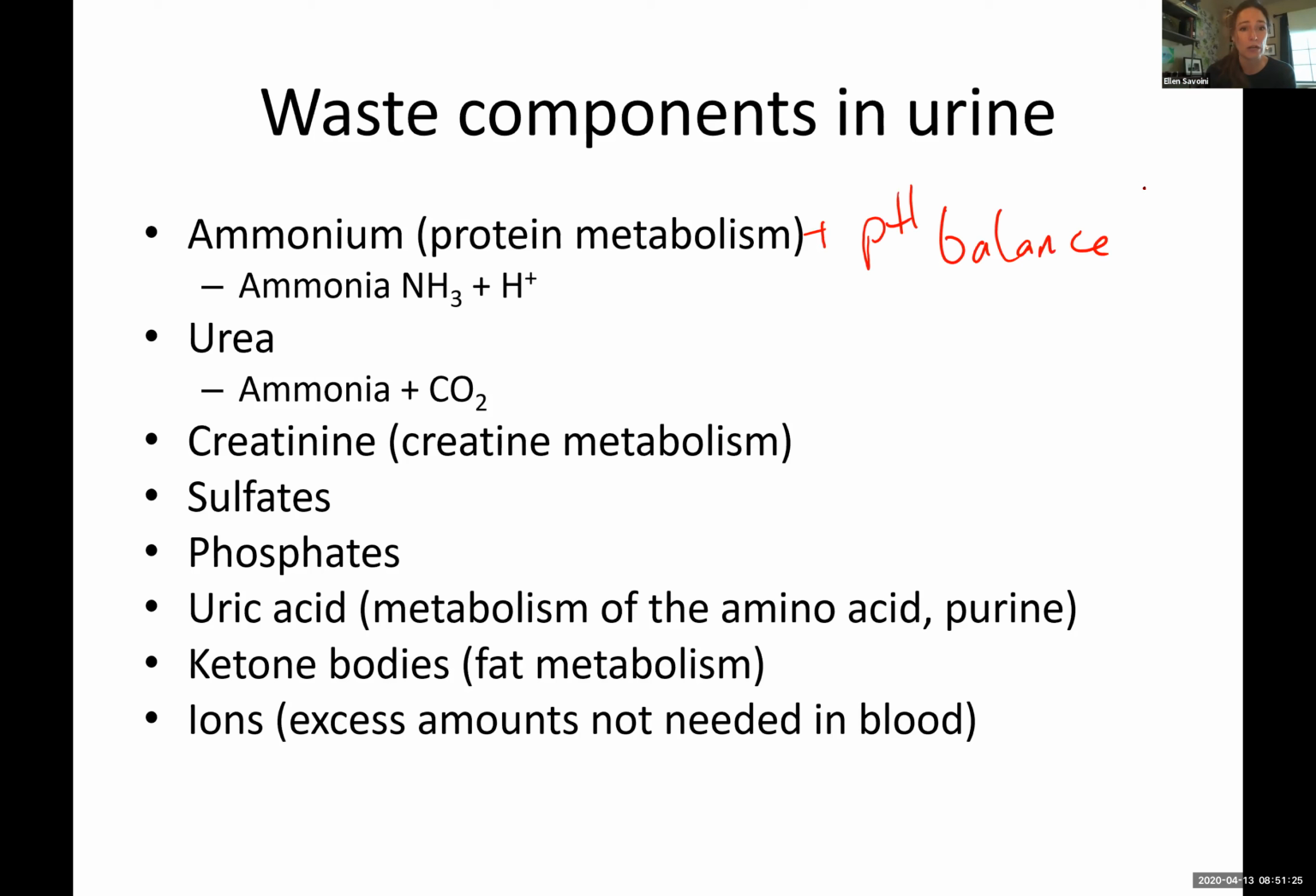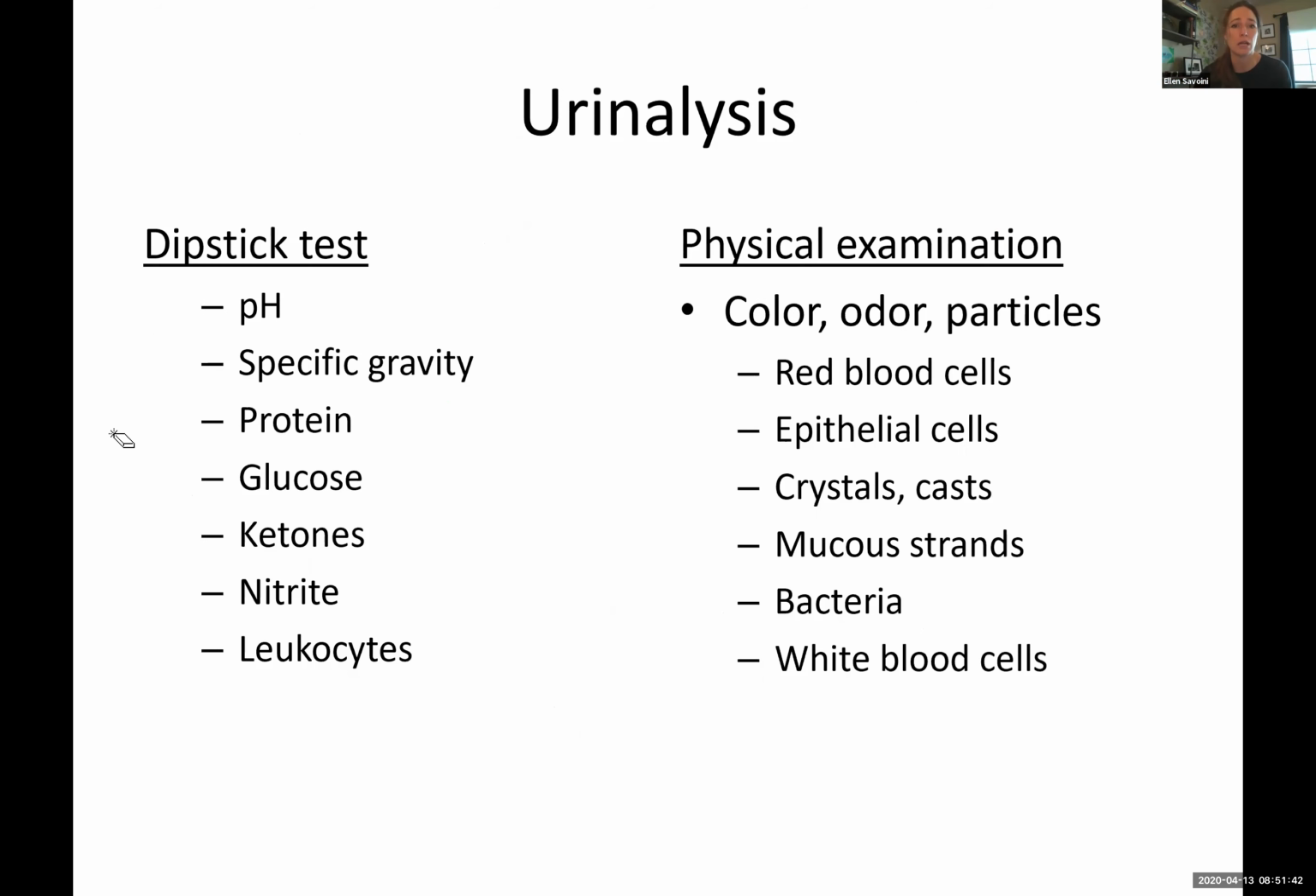So that's the urine. We have urea. So it's ammonia and the CO2. It's actually here when the CO2 leaves after the urine's been sitting there. That's another source of ammonia. Creatinine, sulfates, phosphates, uric acid, all kinds of junky stuff in here. So urine's just waste, stuff we're going to get out of our body.